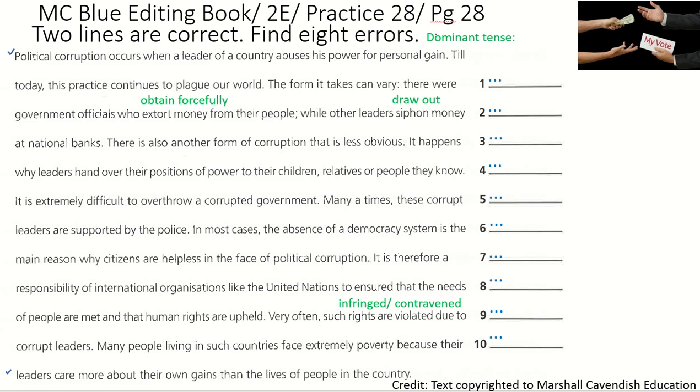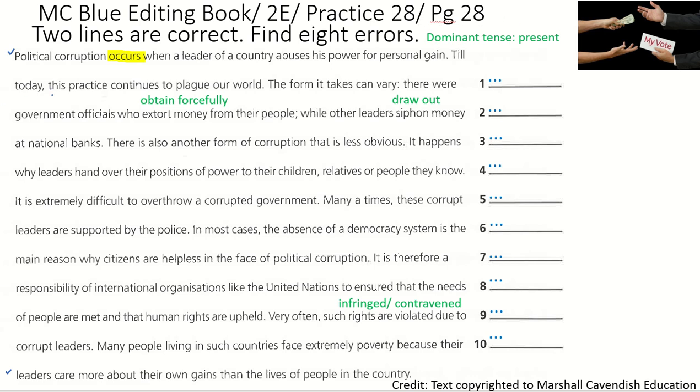Okay, next I want to identify what is the dominant tense. Reading the first line, political corruption occurs when the leader for a country abuses his power for personal gain. So I noticed that the verb is occurs. That's in simple present tense. Scanning the passage, I noticed that the dominant tense is present tense. So I'll write that down. Present tense.